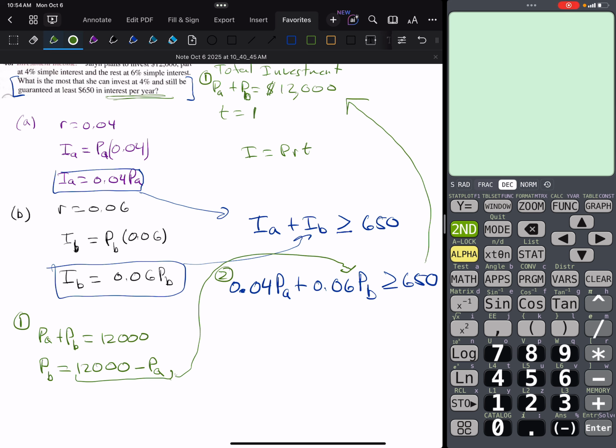and then finish that, putting that inequality together. 0.04 PA plus 0.06, but instead of PB, I'm going to write down 12,000 minus PA, and that must be greater than or equal to 650. We write smaller and smaller as we get closer to the edge, and sometimes we still can't make it. So I'm going to write the 650 a little bit low so we have a little bit more space.